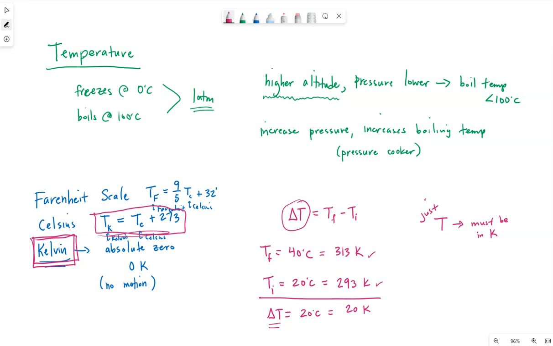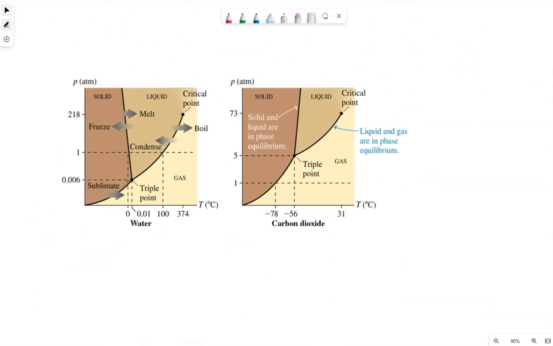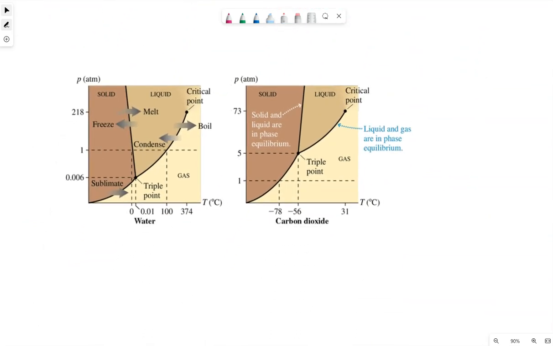All right, let's talk about phase diagrams for just a minute. So I've pulled from the book this figure. This figure is called a phase diagram. As I mentioned before, the phase of a material is whether it's a liquid, a solid, or gas. And for water, for example, we usually say 0 degrees is where it freezes, 100 degrees is where it boils, but technically that varies with pressure.